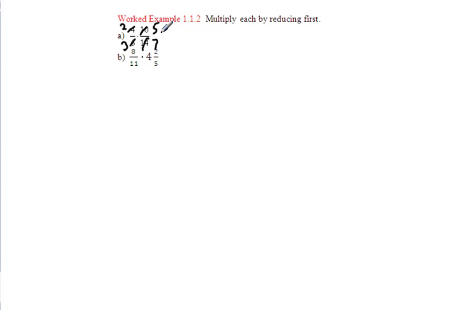And from there, we multiply across. 2 times 5 is equal to 10. 3 times 7 is equal to 21. And our answer in its simplest form is 10 over 21.